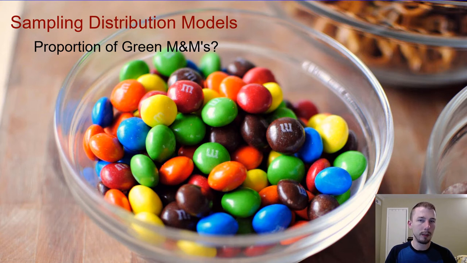So let's look at sampling distribution models, and we're going to answer the question, what is the proportion of green M&Ms? There's obviously quite a bit here, and it looks really good, but what proportion, or in other words, what percent of all M&Ms are green? Now there is a true proportion out there that exists, right? Of all the M&Ms that have ever been made, there's a certain percent of them that are green.